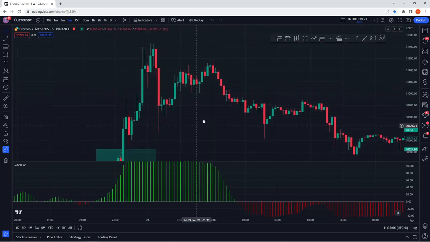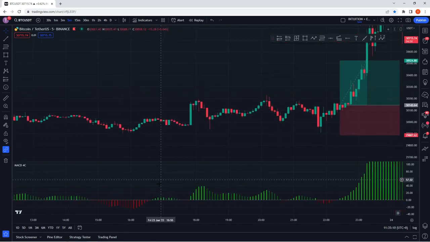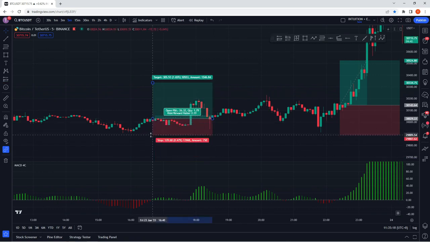Same thing, you can see that from right here, we have the red changing to bright green. From here, you will take a position based on that. Stop loss right below recent swing low and a 1.5:1.